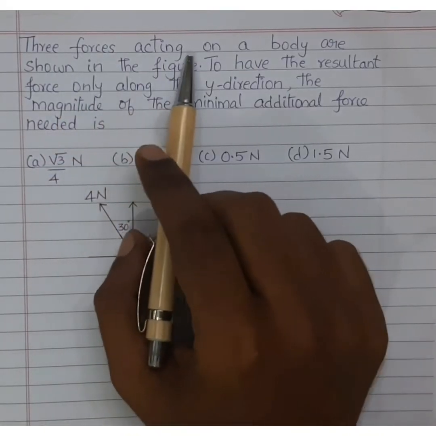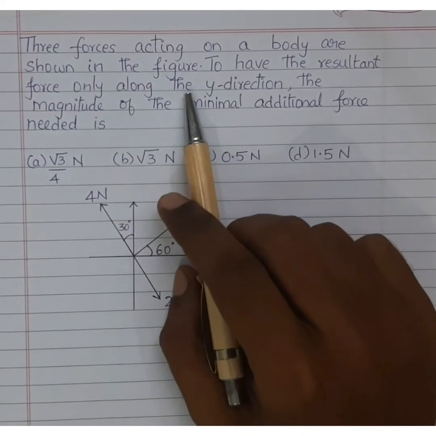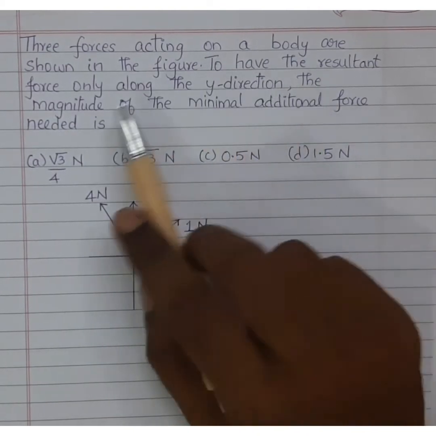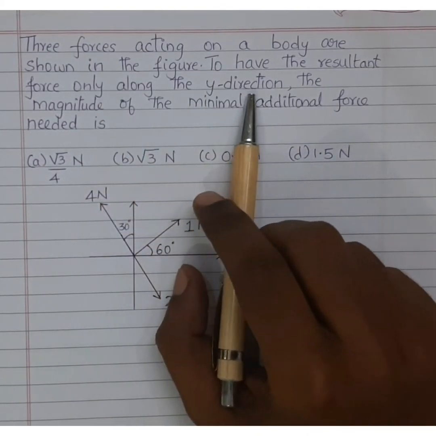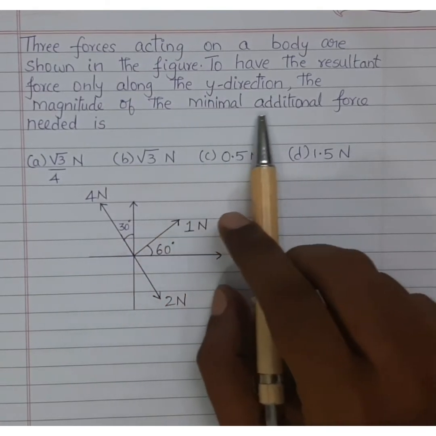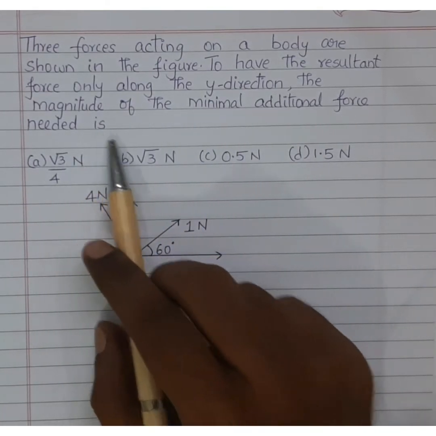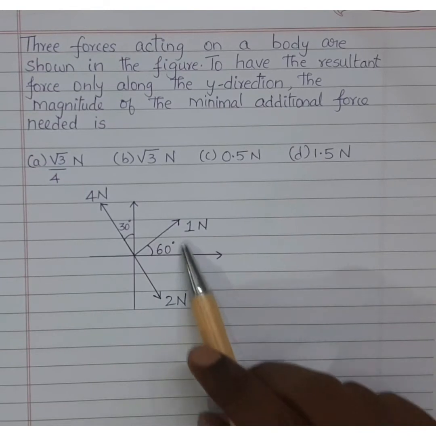3 forces acting on a body are shown in the figure. To have the resultant force only along the y direction, the magnitude of the minimal additional force needed is. Okay, fine. So this is the given force system.